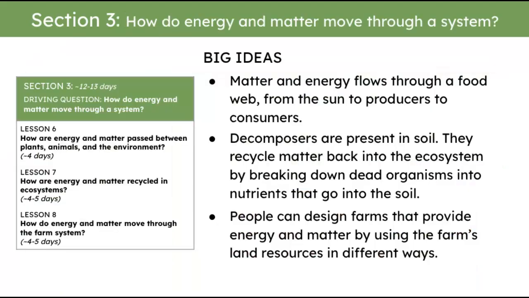Through the storyline in Section 3, students gain an understanding of these standards-based big ideas. Matter and energy flows through a food web from the sun to producers to consumers. Decomposers are present in soil. They recycle matter back into the ecosystem by breaking down dead organisms into nutrients that go into the soil. People can design farms that provide energy and matter by using the farm's land resources in different ways. Section 3 should take 12 to 13 days.